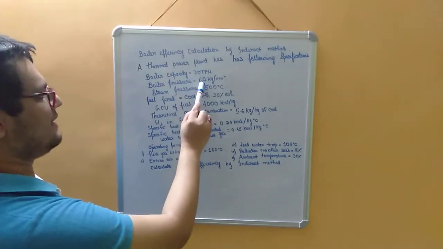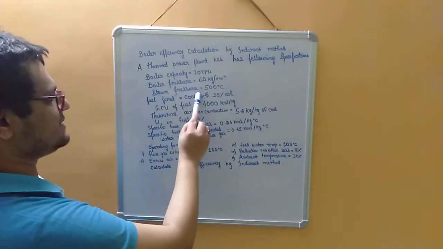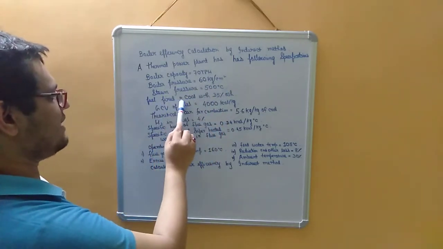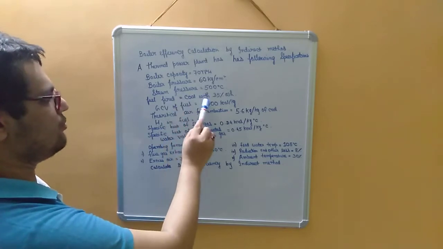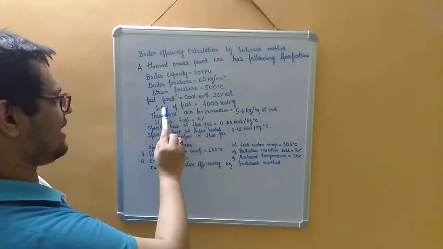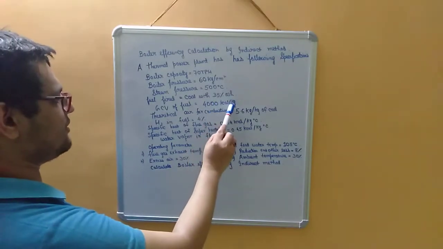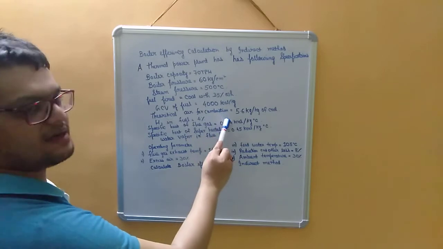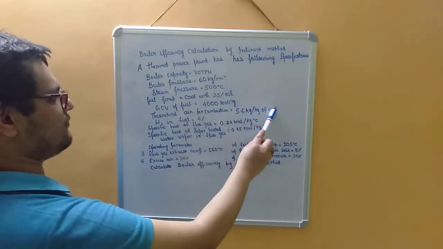Boiler pressure is 60 kg per centimeter squared. Steam temperature is 500 degrees Celsius. The fuel fired is coal with 35% ash. The gross calorific value of fuel is 4000 kilocalorie per kg. And the theoretical combustion air is 5.6 kg per kg of fuel.